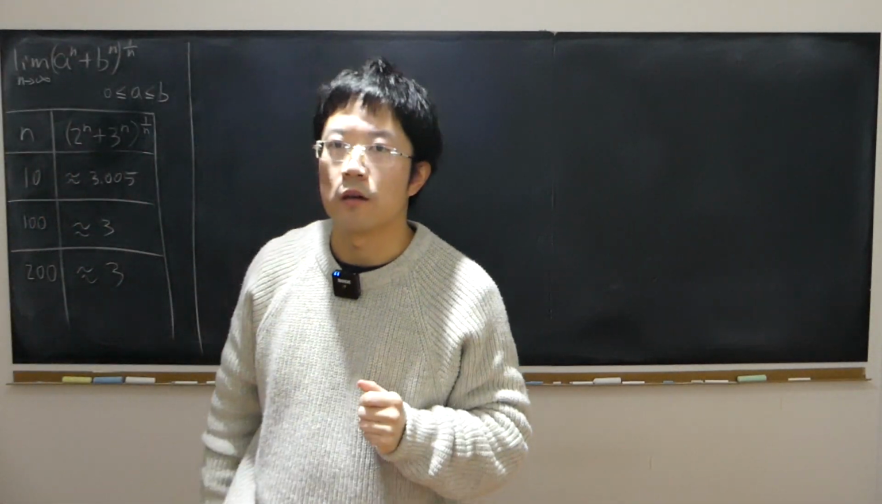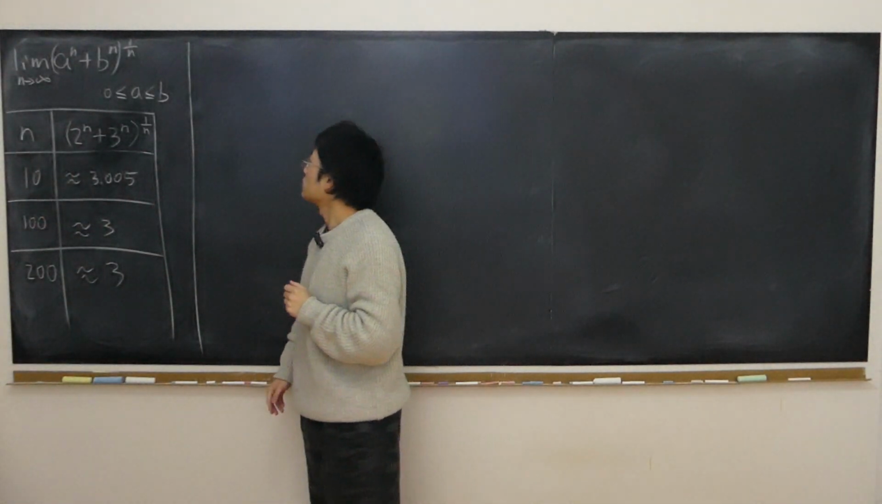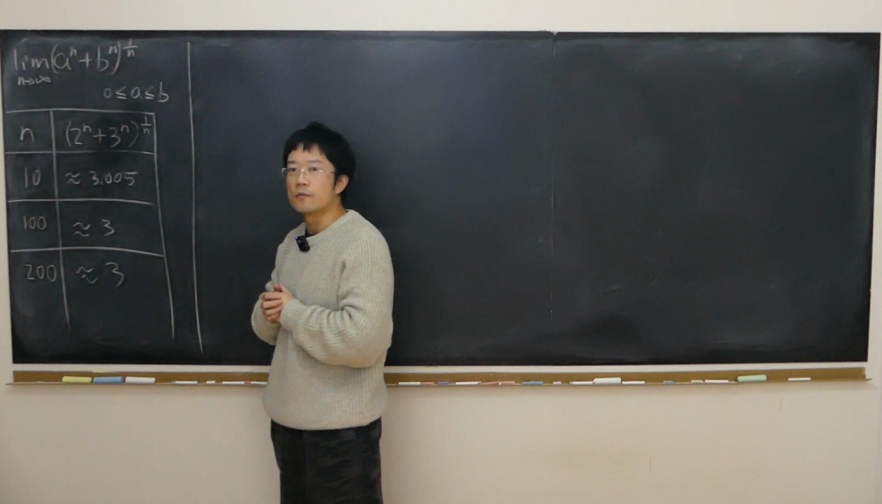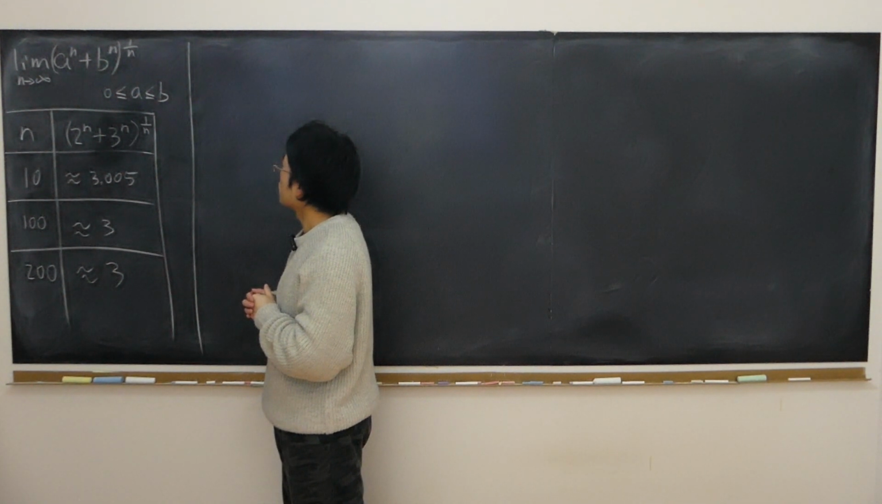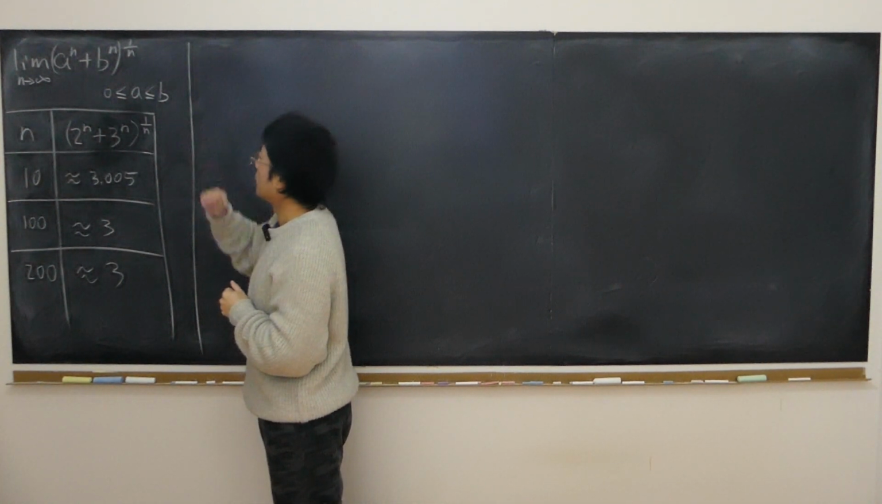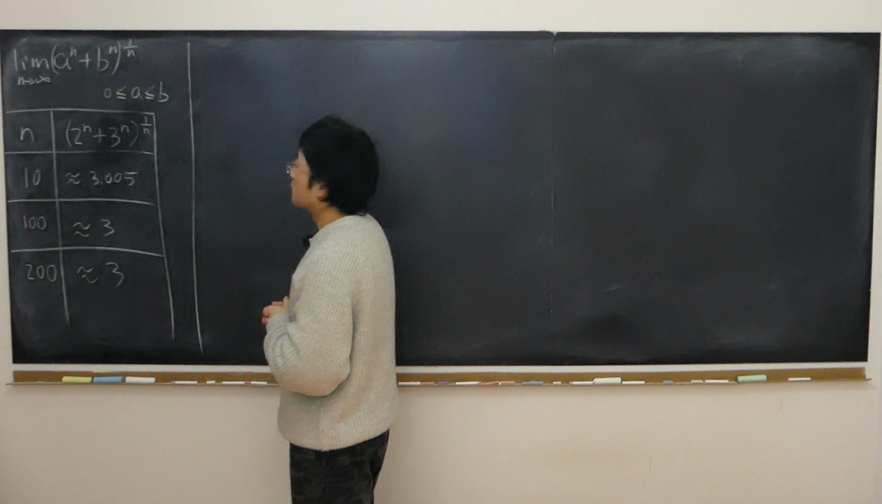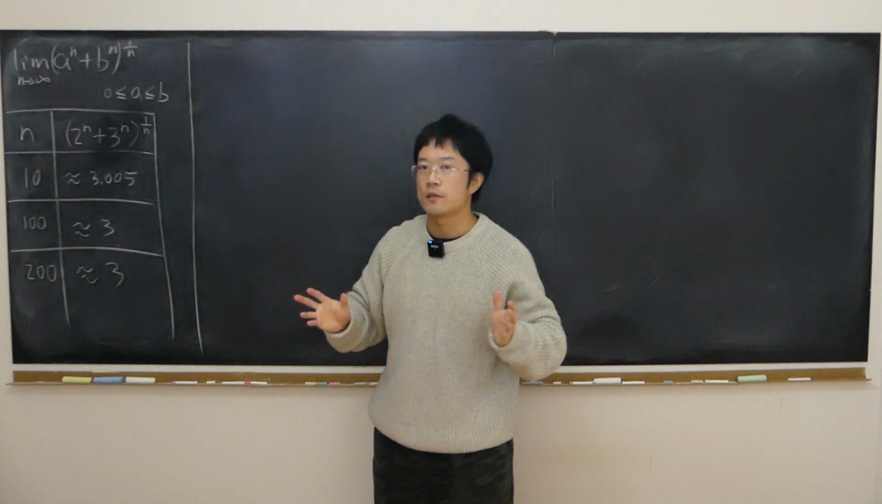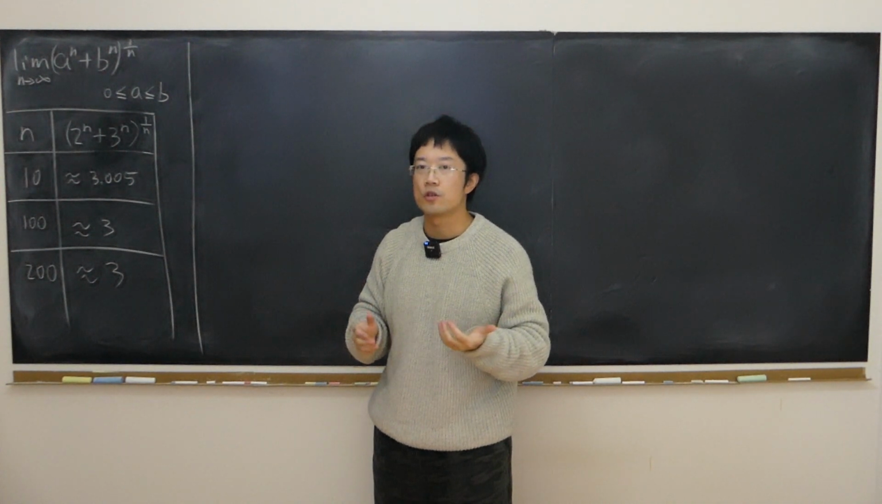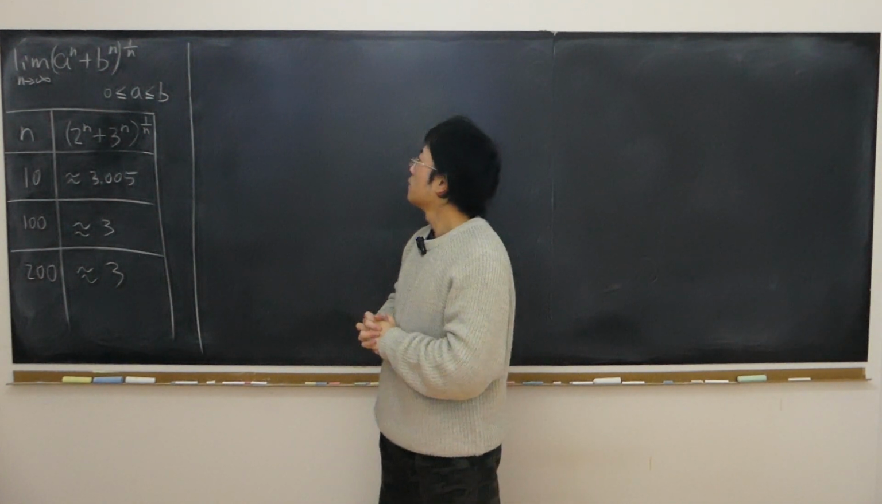Find out the limit of (a to the power n plus b to the power n) to the power of 1 over n as n approaches infinity, where a is larger than or equal to 0, which is less than or equal to b. And when we were first given this type of question, we wondered, where do we even begin? How do we even approach this type of question?